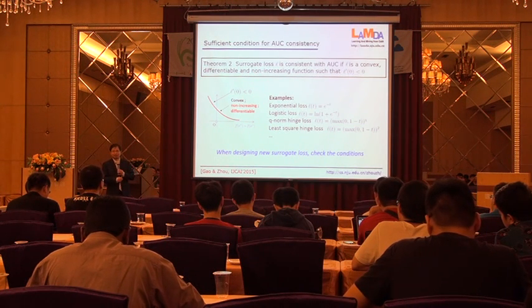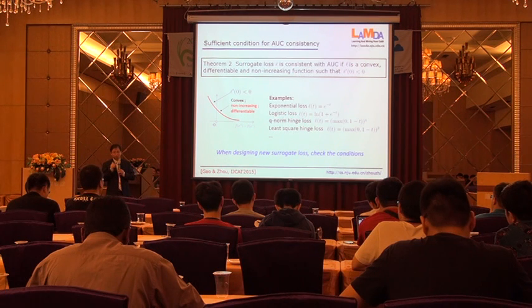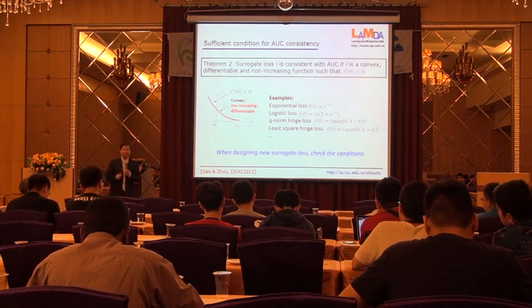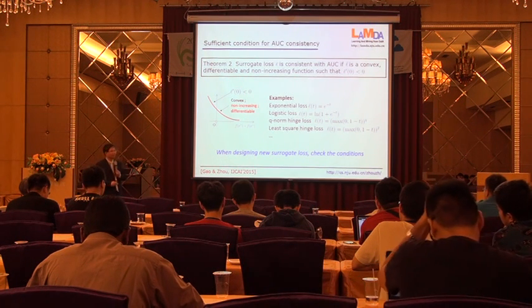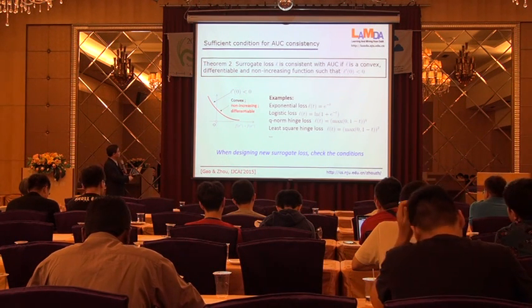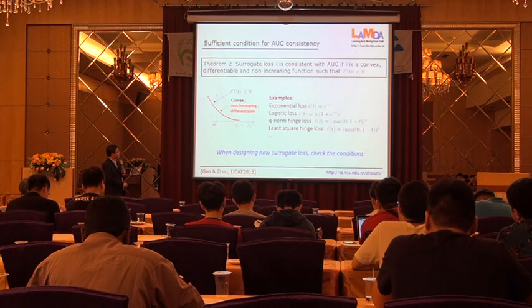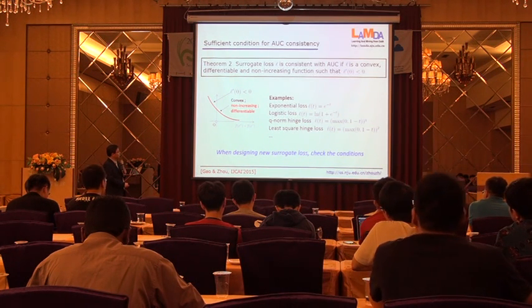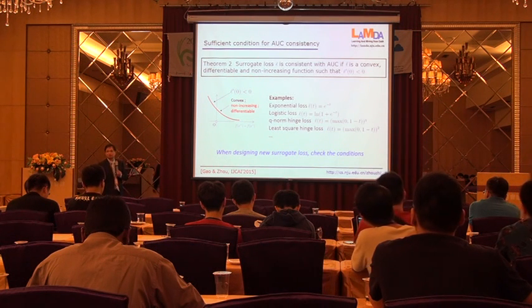square loss. If you do not want to use gradient descent, then you need to use a function which satisfies this condition. Otherwise, your results will never have any theoretical guarantee. So, with this new understanding, we will need some new algorithms. When you want to design some new surrogate losses, you just check these conditions.